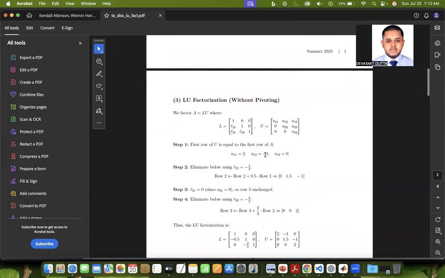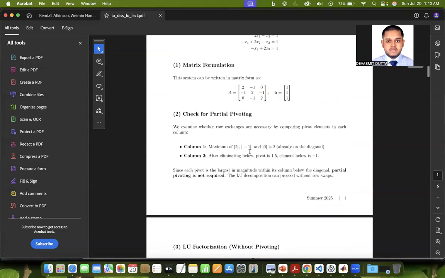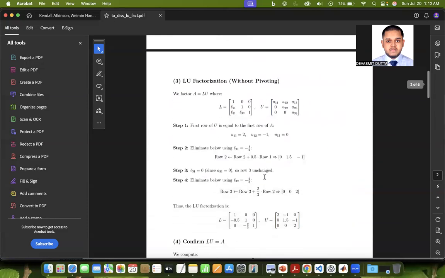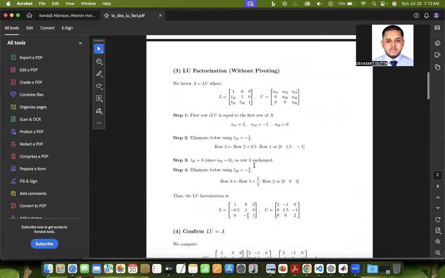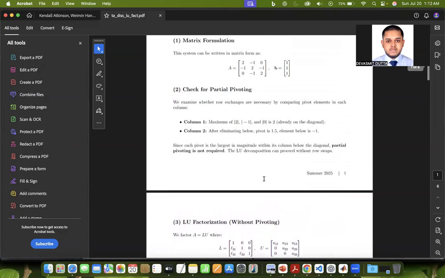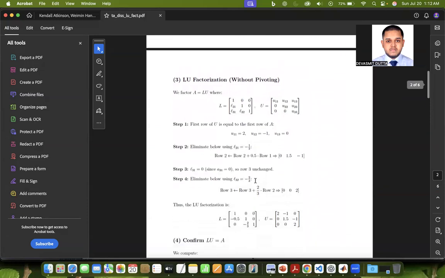So first of all, you have to assume that U equals A. Then U11 is nothing but 2, U12 is minus 1, U13 is 0, because this is the first row. And then what we have here is the step which we do in Gauss elimination. So L21 is nothing but A21 upon A11, so minus 1 over 2. So this is going to be minus 0.5.